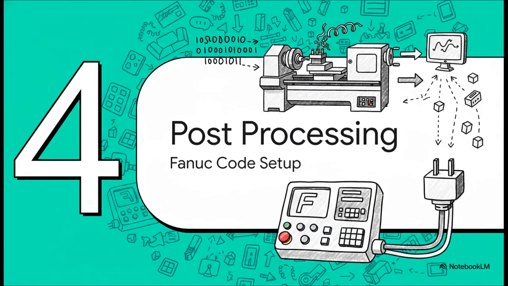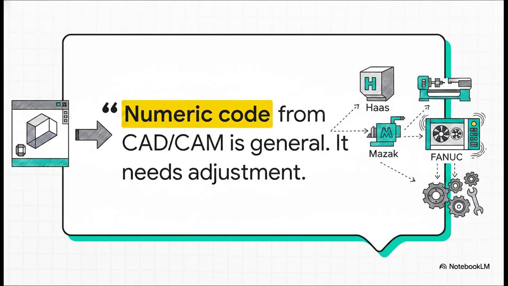Which brings us to our final act, Section 4, Post-Processing and FANUC Setup. You know, we can sit here and simulate our tool paths on a screen all day long. But unless we output that data correctly, our physical CNC lathe isn't going to budge an inch. I really want you to internalize this concept straight from our source material. Numeric code generated by CAD/CAM systems is general. It needs adjustment for the target machine control environment.